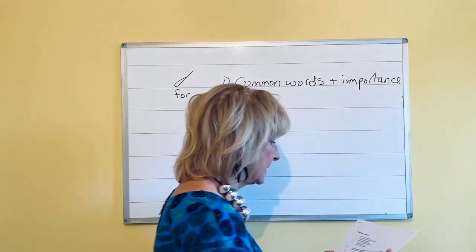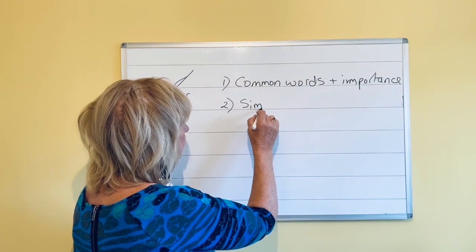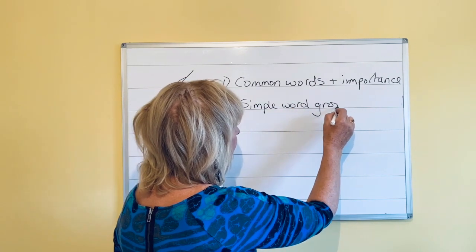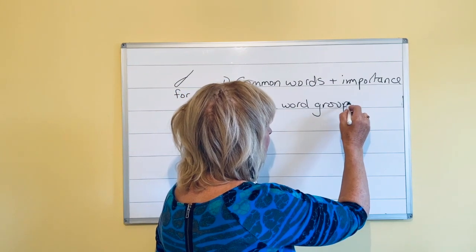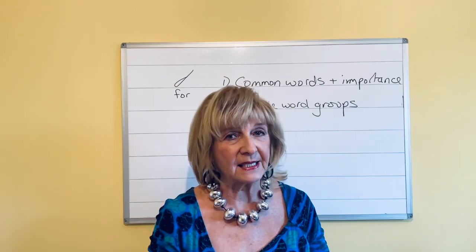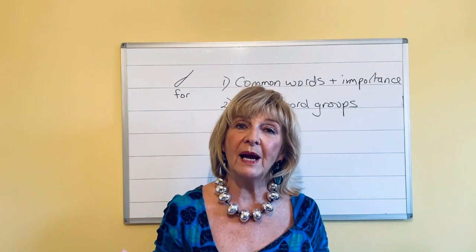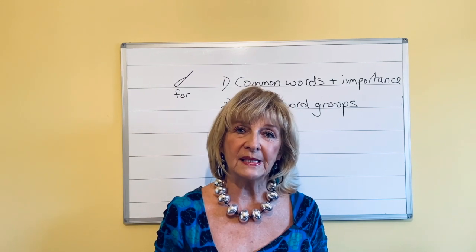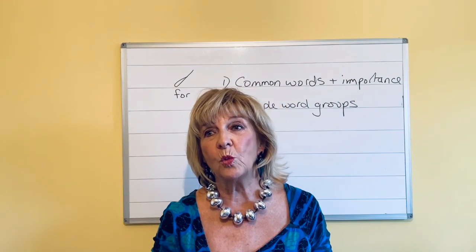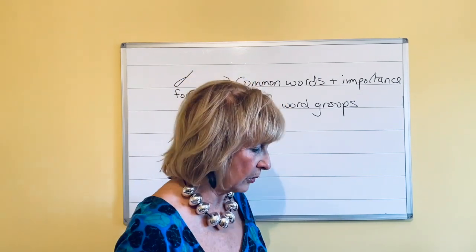Common words and their importance. Secondly, we're going to look at simple word groups. Now, this is so important because if we write words like it is a, it was a, it has been a, all separately, it's going to take us a long time to write them. But if we can write them together and get used to those groupings, it's like writing one outline for 4 or 5 words. So it's quadrupling at least our speed, depending on how many words in the group, of course.